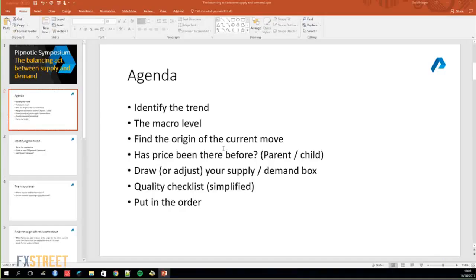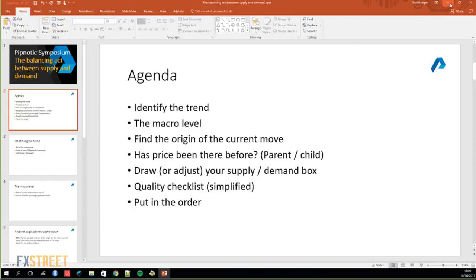Okay, so if we have a look here, we have to perform, of course, an analysis on price, and you have to assess whether or not price has been to a given area or not. And this I refer to as a parent and the child. A lot of people misunderstand this and overcomplicate it, but it's a pretty simple concept. The only reason I use the terms parent and child is to illustrate that there is indeed a relationship between the two. And once you've identified your area, you draw your rectangle, and then you do the quality checklist, which enables you to backtrack and find the real area of supply and demand.